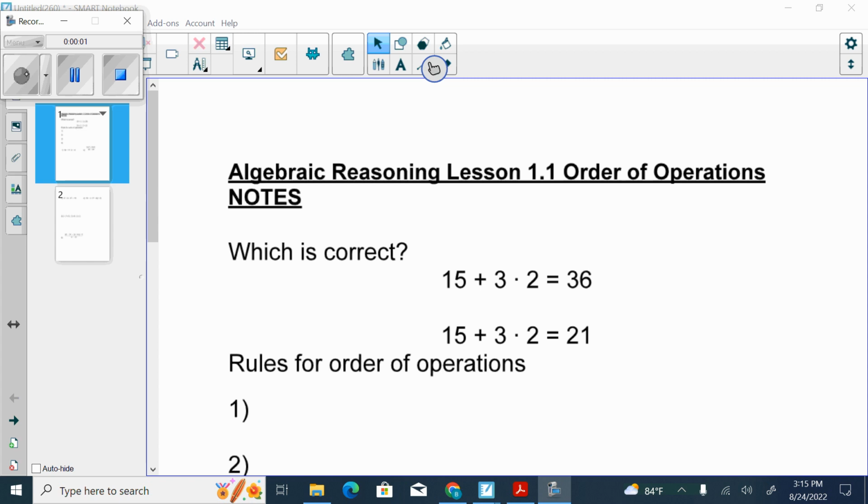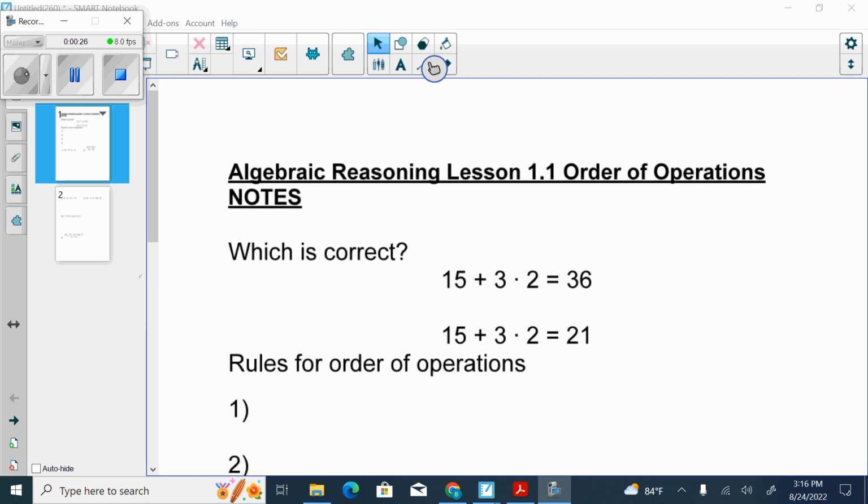Do you guys think that the first answer is correct or the second answer is correct? First. I mean the first one. You think the first one? Okay, why do you think the first one? Because 15 plus 3 is 18, and 18 plus 18 is 32. Okay. Because he said that 18 times 2 means the same thing as 18 plus 18.